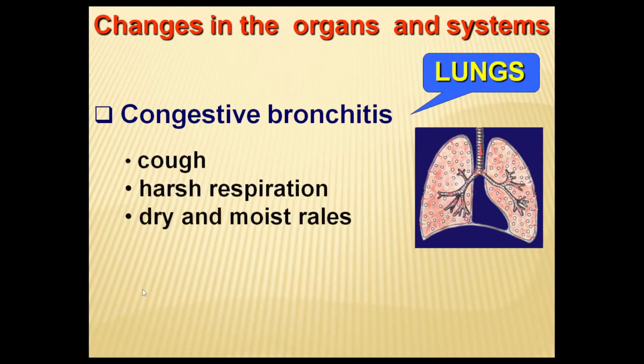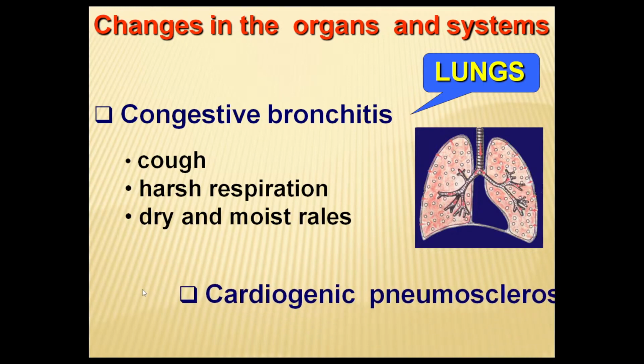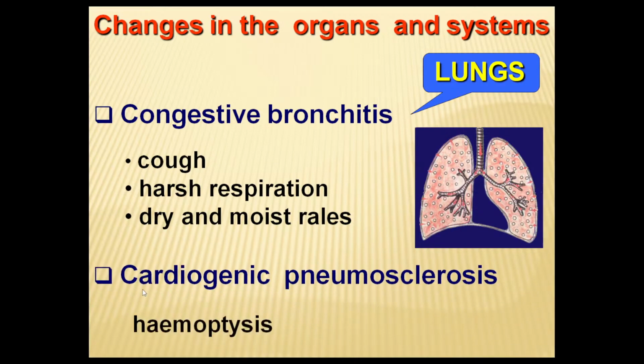Lungs. Due to congestion of blood in the lesser circulation there will be congestive bronchitis, which is manifested with intensive continuous cough, harsh respiration, and dry and moist rales. The patient is predisposed to cardiogenic pneumosclerosis, the alveoli lose elasticity, plus blood delayed in the lesser circulation is manifested with hemoptysis.